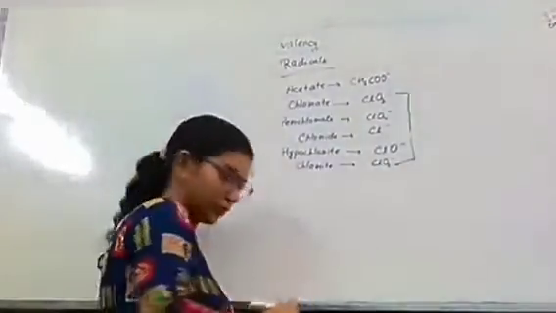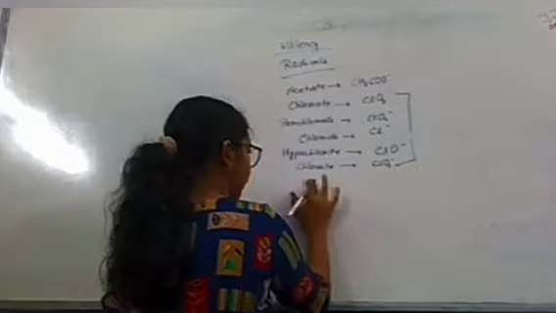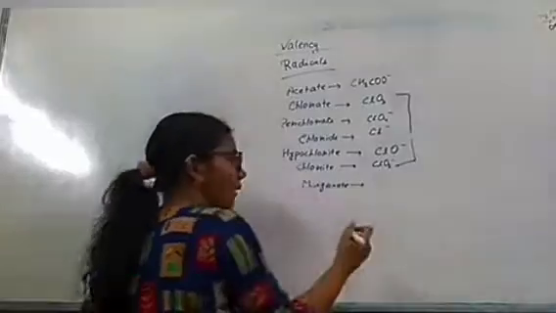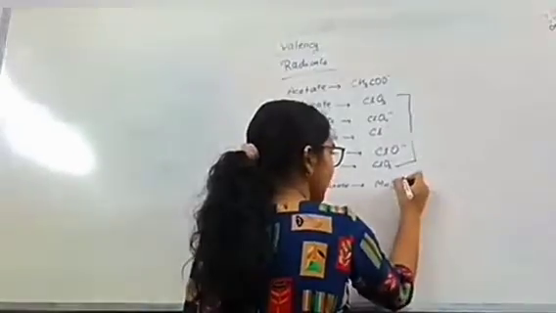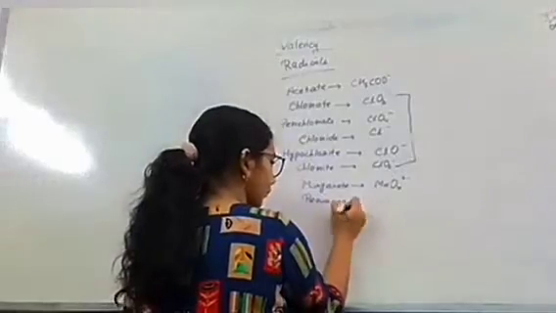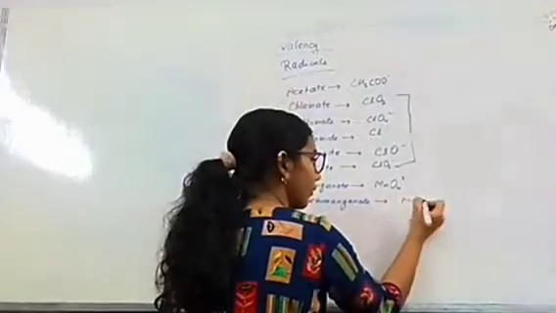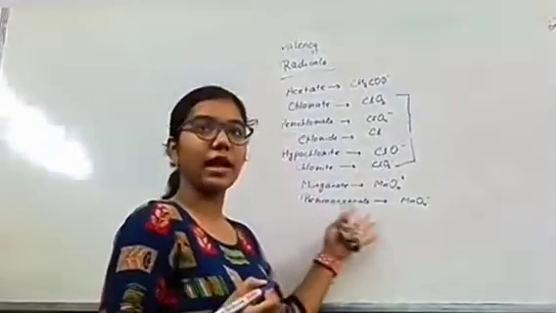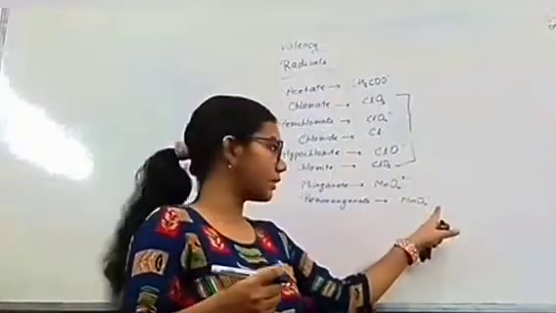Manganese means again it will have the maximum number of oxygens, so O4, and it is 2 minus. In the case of permanganate, it will be MnO4 minus. You know that permanganate has been derived from potassium permanganate. Potassium is K plus, so K is one plus, which means the ion will be minus.